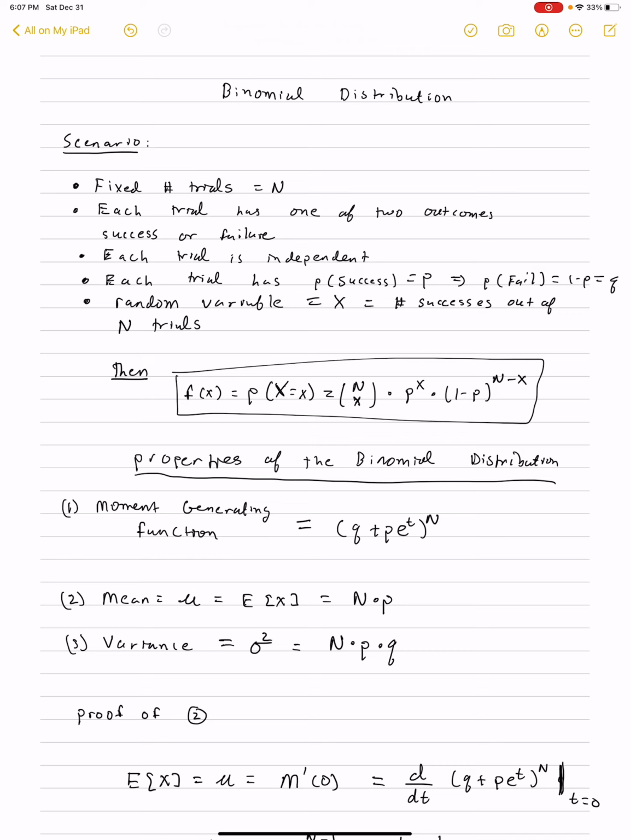So just be prepared to answer questions like, what is the mean of a binomial in this scenario? How many successes should you expect? What's the variance? You might be asked to calculate a mean based on a moment generating function, or even derive one. Okay, thank you.